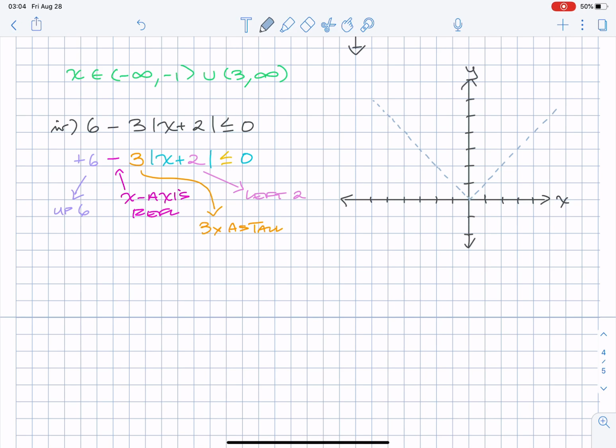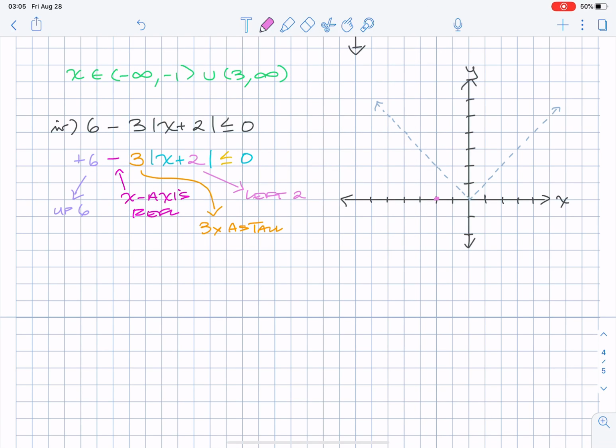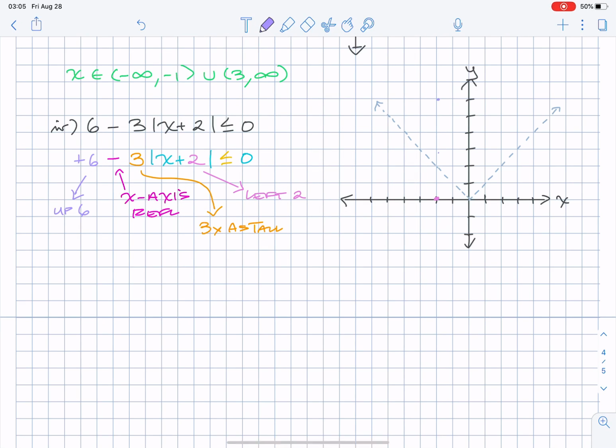Okay, so what am I doing with this V? I'll look at my horizontal and vertical translations first. So I'm going left 2, and then up 6. But it's reflecting about the x-axis, meaning it opens down, and it's 3 times as tall. So it opens down, and it has a slope of 3. So this is going to be a very thin absolute value because it's 3 times as tall.